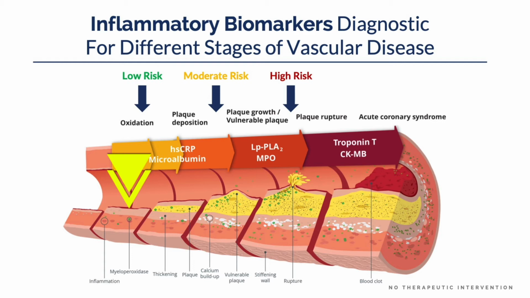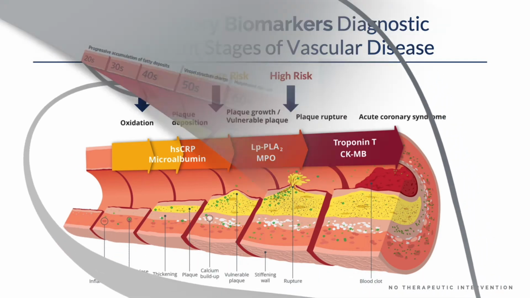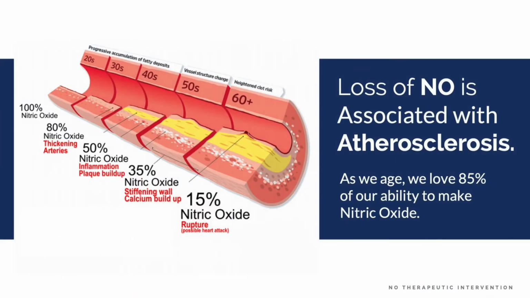But in these earlier stages of microvascular dysfunction and inflammation, you start to see C-reactive protein, this inflammatory biomarker, or microalbumin in the urine. So we can begin to look at peripheral blood biomarkers that accurately reflect the degree of vascular disease. So how does nitric oxide play a role in this?